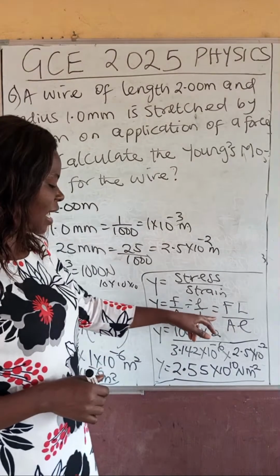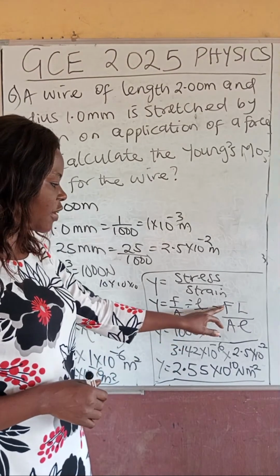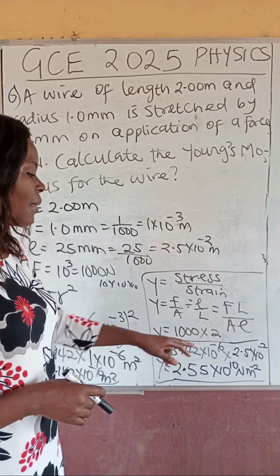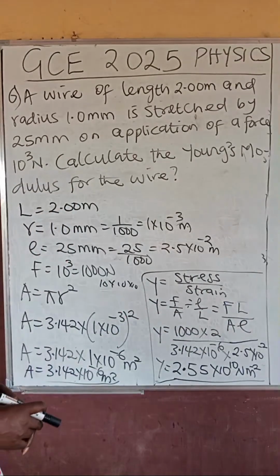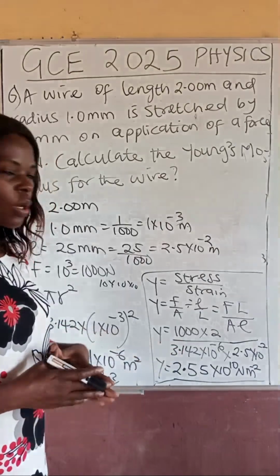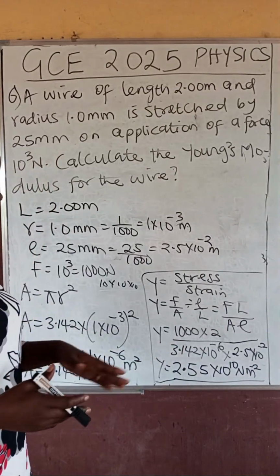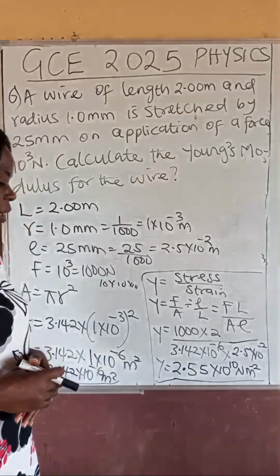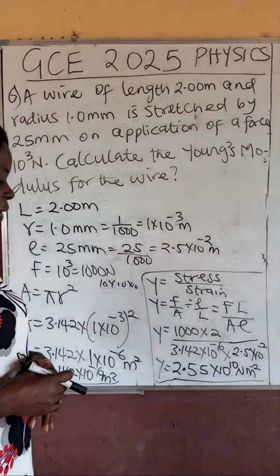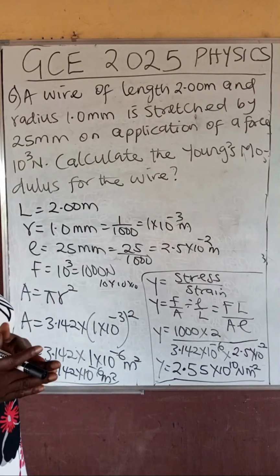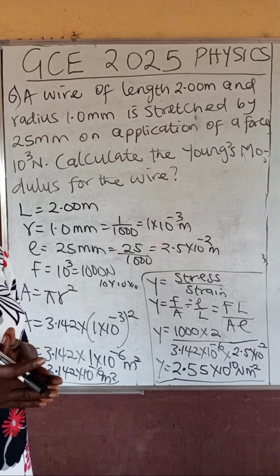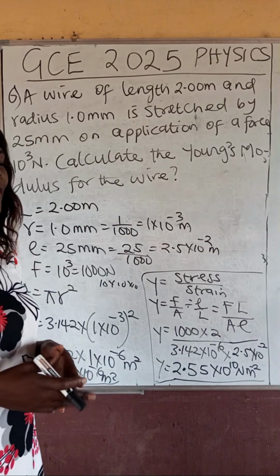Now, by the time you multiply, you have force times length divided by area times extension. You substitute our values into it, then our answer becomes 2.55 multiplied by 10 power 10 Newton per meter square. Is that clear? Right.